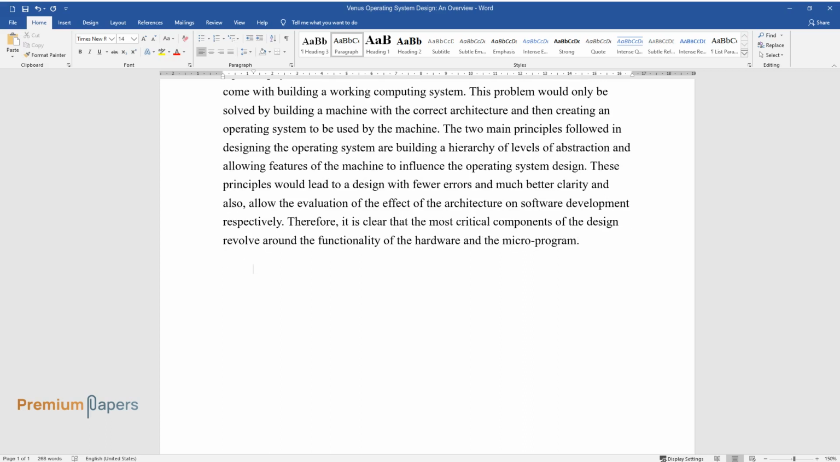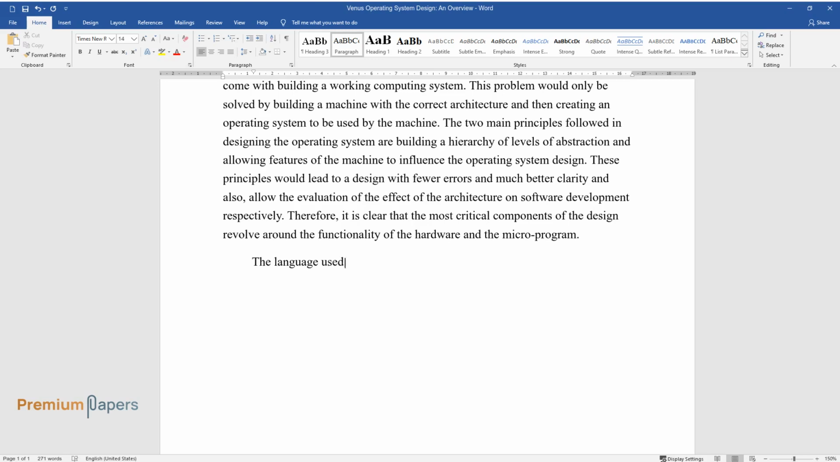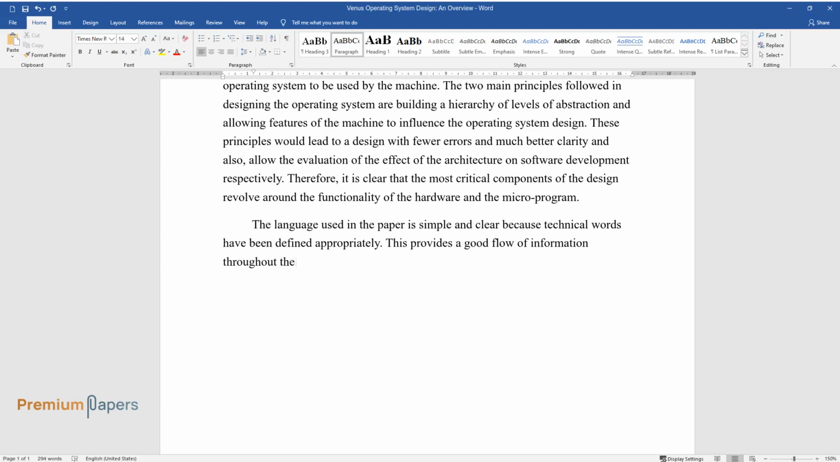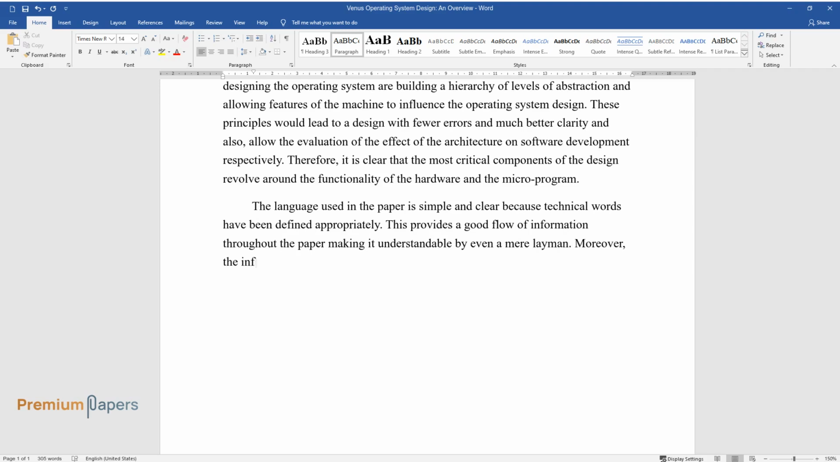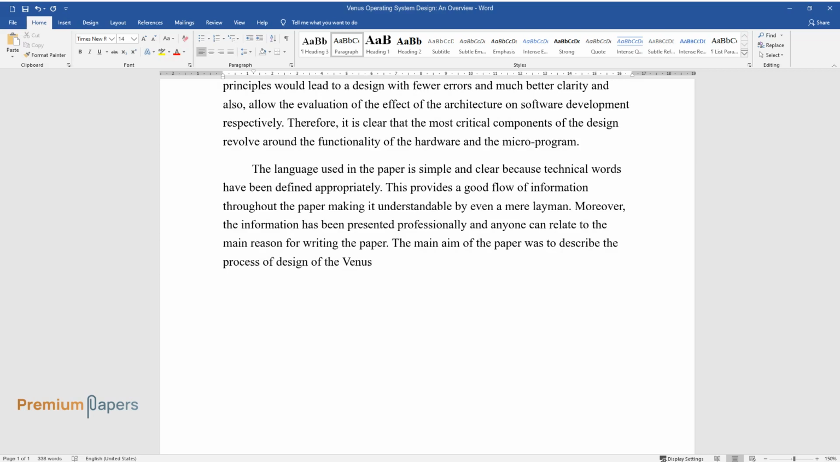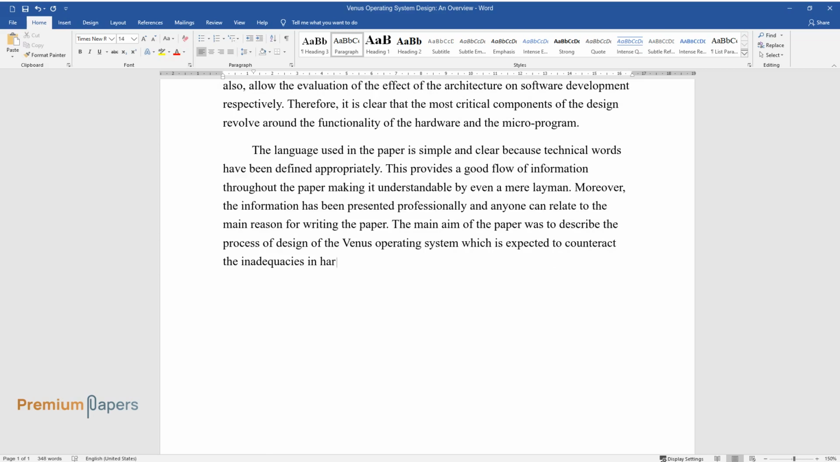the microprogram. The language used in the paper is simple and clear because technical words have been defined appropriately. This provides a good flow of information throughout the paper, making it understandable by even a mere layman. Moreover, the information has been presented professionally and anyone can relate to the main reason for writing the paper. The main aim of the paper was to describe the process of design of the Venus operating system, which is expected to counteract the inadequacies in hardware functionalities.